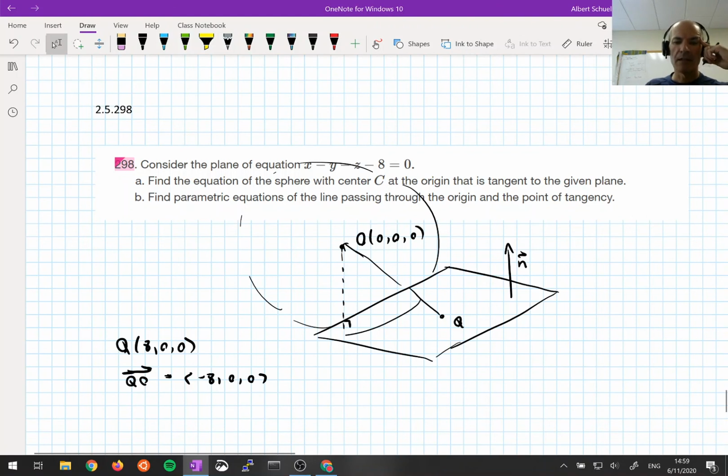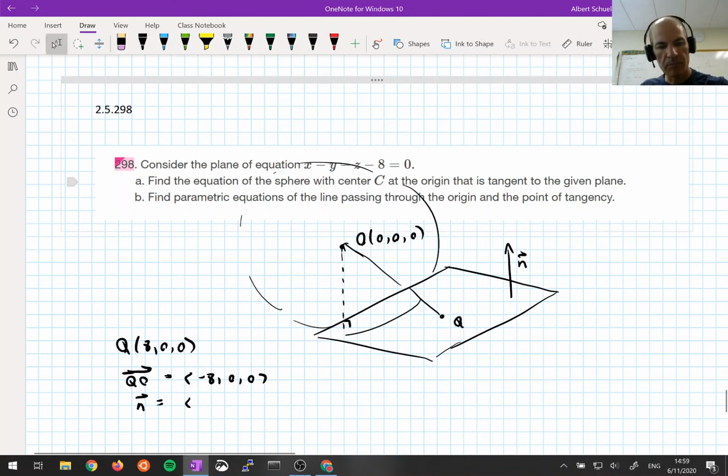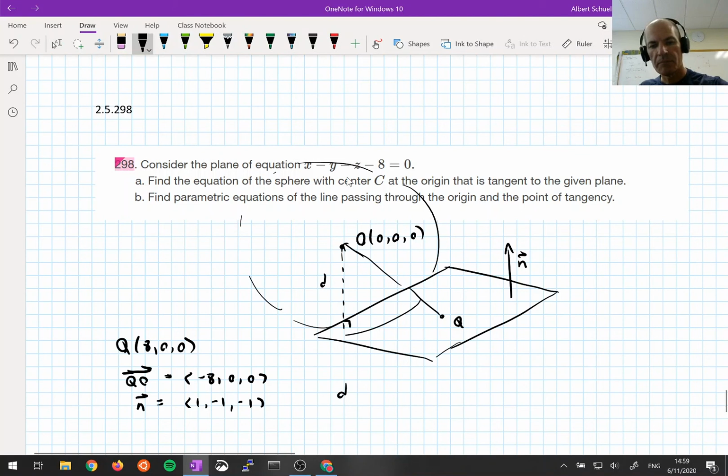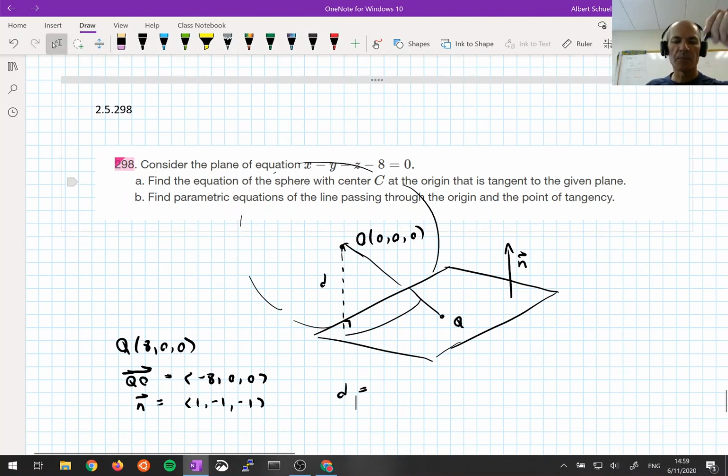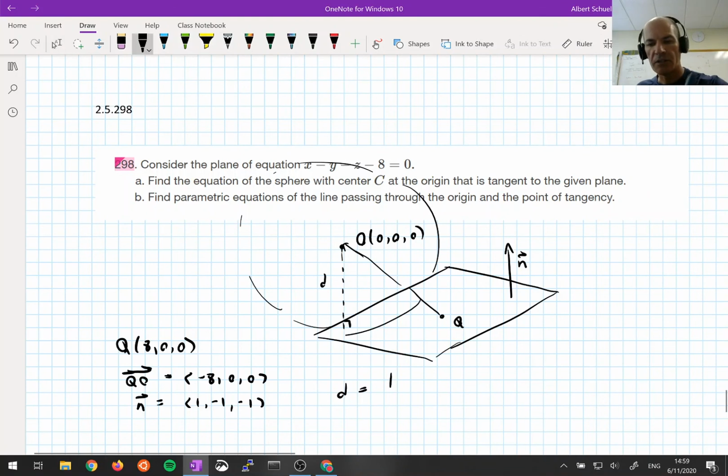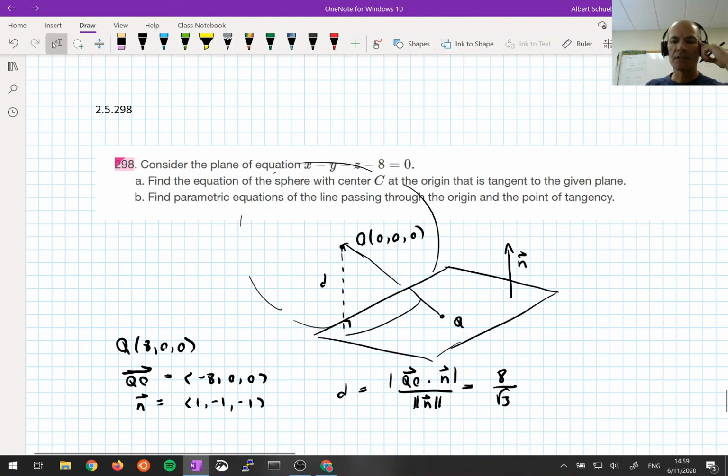So it's that vector. And then to project it onto the n direction, let's figure out what n is. n is going to be 1, negative 1, negative 1, like that. And then the distance we know is going to be the scalar projection onto the n direction. And we know the scalar projection is just QO dotted with n over the magnitude of n. QO dotted with n is just 8. And the magnitude of n is just the square root of 3. So the distance is 8 over root 3.